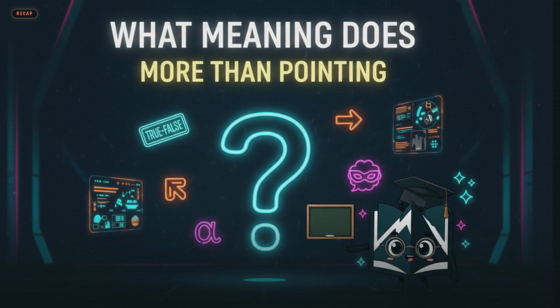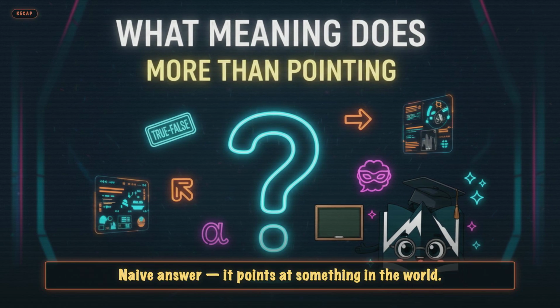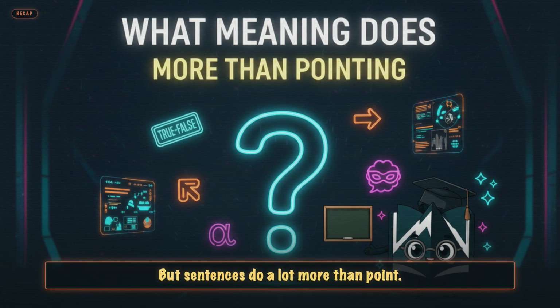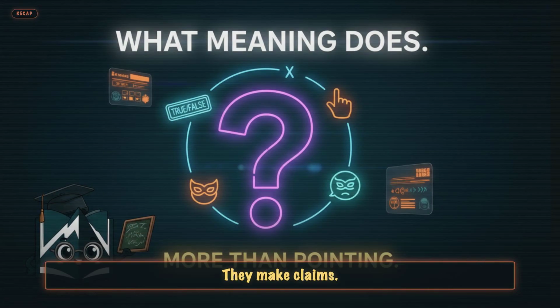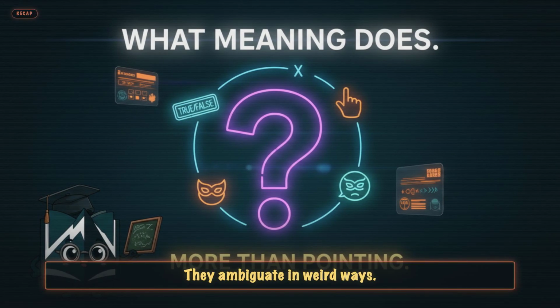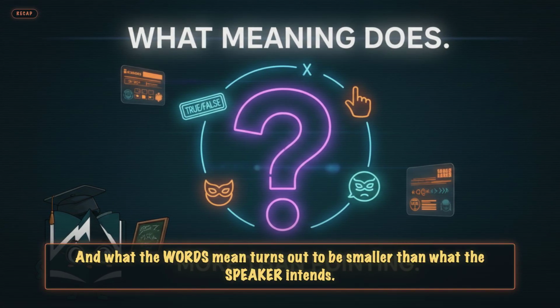Here's the puzzle for today. What does it even mean for a sentence to mean something? Naive answer, it points at something in the world. But sentences do a lot more than point. They make claims. They can be true or false. They quantify. They ambiguate in weird ways. And what the words mean turns out to be smaller than what the speaker intends.